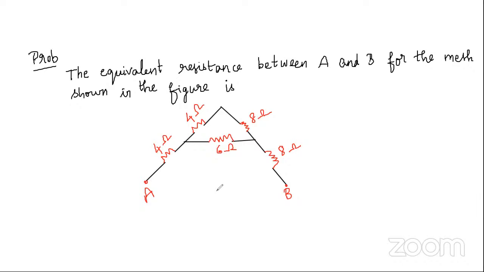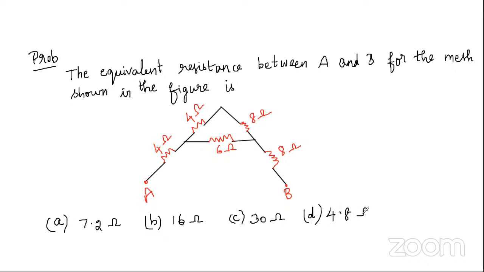Okay. So for this kind of problems, before that I'm giving you the options. Option A is 7.2 ohm. Option B is 16 ohm. Option C is 30 ohm. Option D is 4.8 ohm. So these are the options.